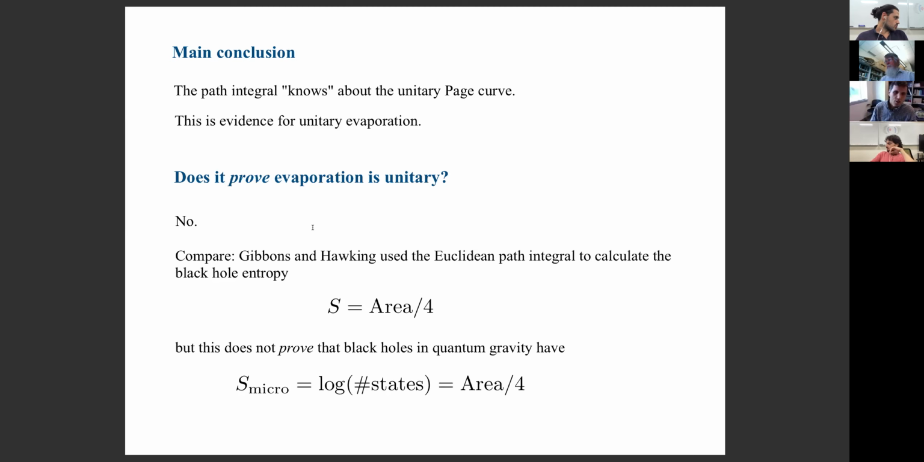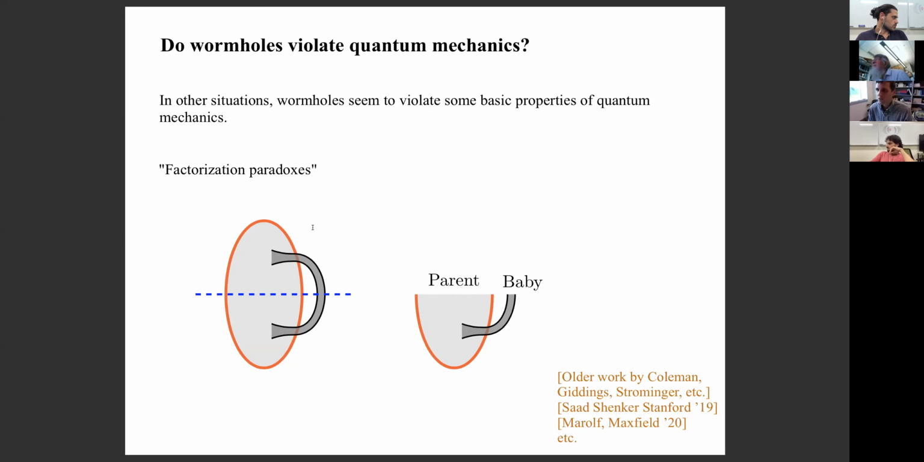Now, I also want to mention that this raises other questions. There's a long history of trying to include wormholes in the gravitational path integral, and there's a long history of that causing difficulties. In particular, it's not clear that wormholes themselves are compatible with ordinary quantum mechanics, because there are other situations where wormholes seem to violate some basic features of quantum mechanics. I won't get into it, but it's basically because in quantum mechanics, you need to be able to factorize by inserting a complete set of states. And when you have higher topologies in your path integral, you can cause problems with that factorization.